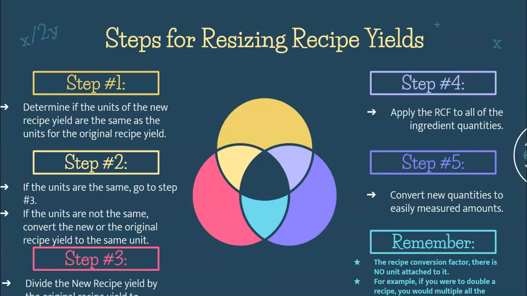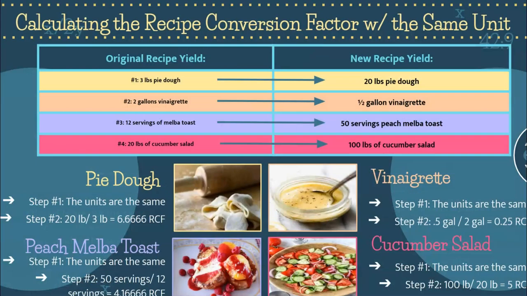All right, so here are some examples. There are 4 examples here. For example 1, the original recipe was 3 pounds of pie dough. You now want 20 pounds of pie dough. So you can see right here in the pie dough calculation, new yield 20 pounds divided by old yield 3 pounds gives you 6.66, and on, as your conversion factor. The units match, so it's really easy to do.